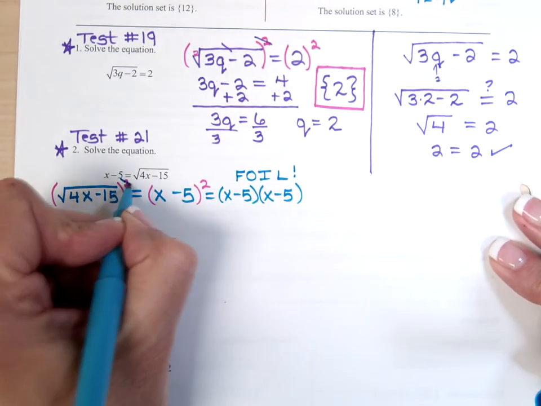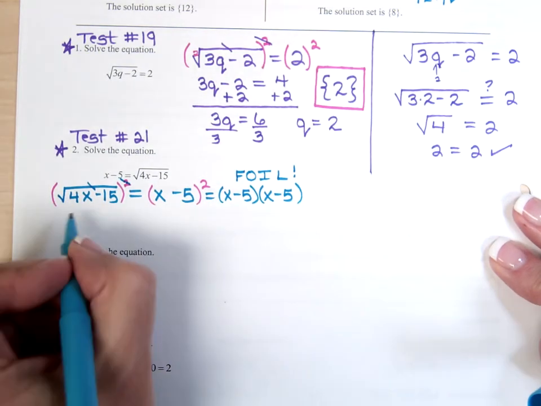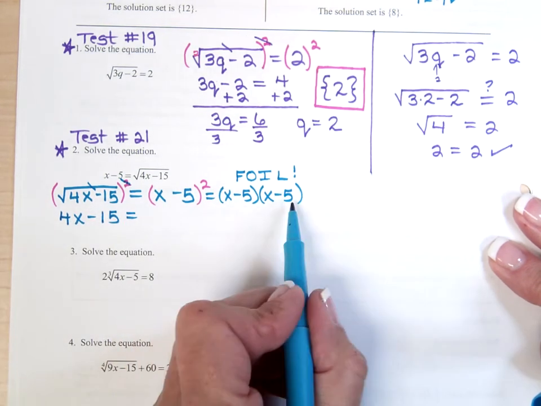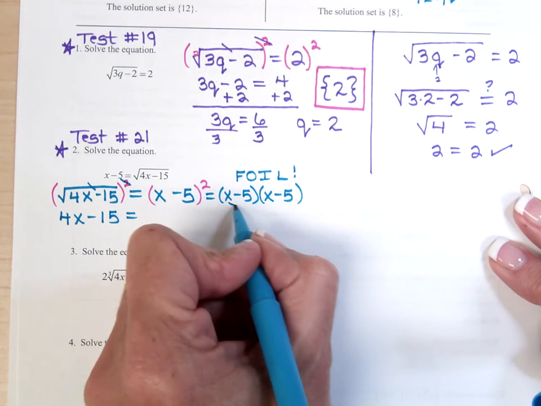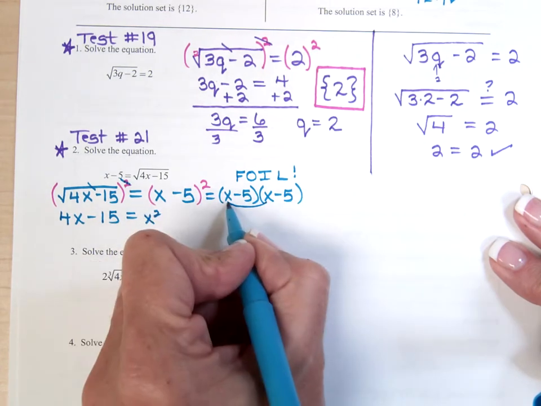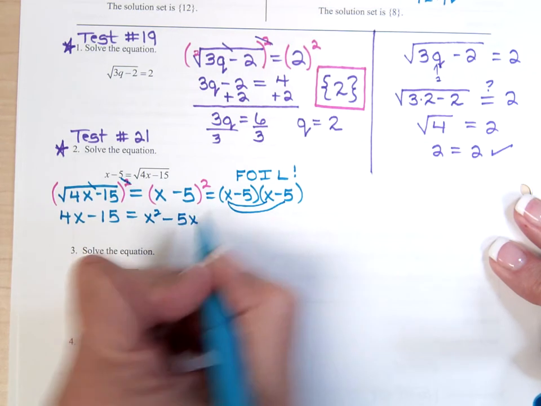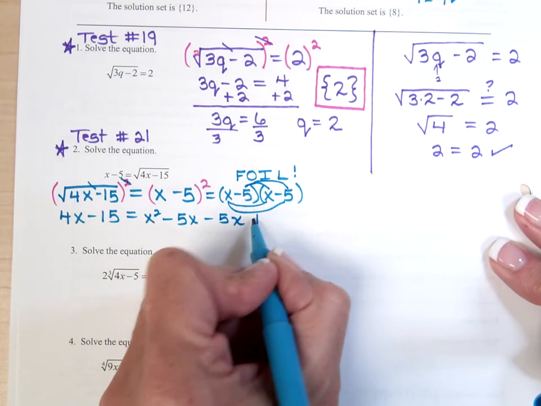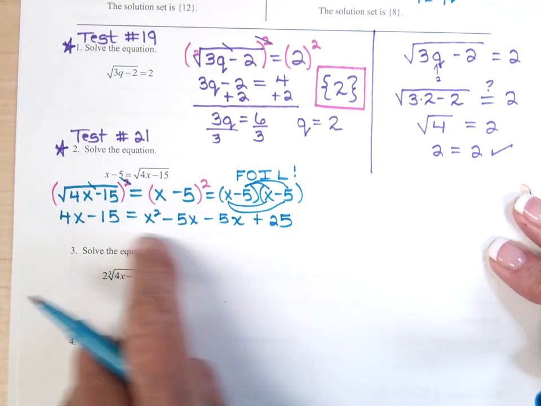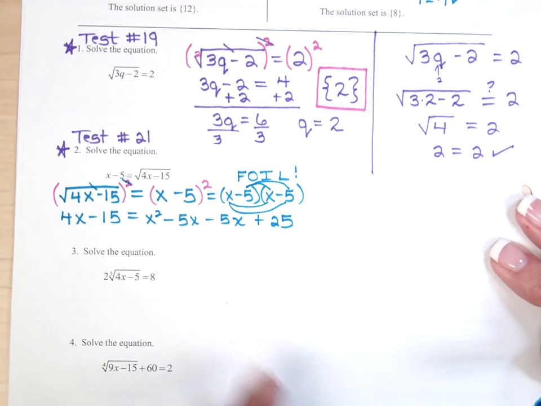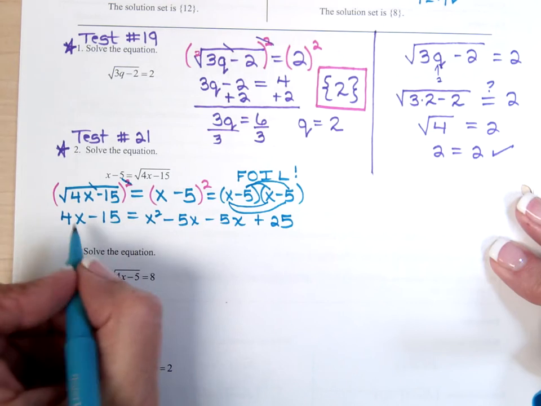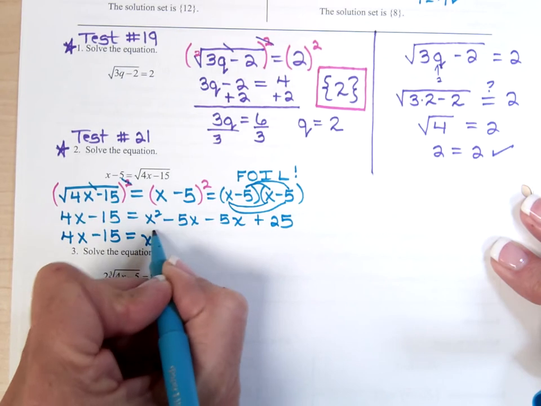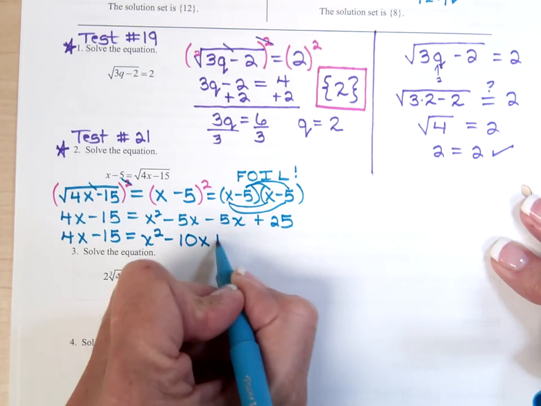So this side though, no work needed. Those two undo each other and we just get 4x minus 15. This side, though, we're going to have to FOIL, so we get from F, x squared, from O, minus 5x, from I, minus 5x, and from L, plus 25. Notice we had to do the whole FOIL on this. These are not conjugates, so we have to do all 4 steps of FOIL. So we have 4x minus 15. Let's combine like terms on the right. X squared minus 10x plus 25.